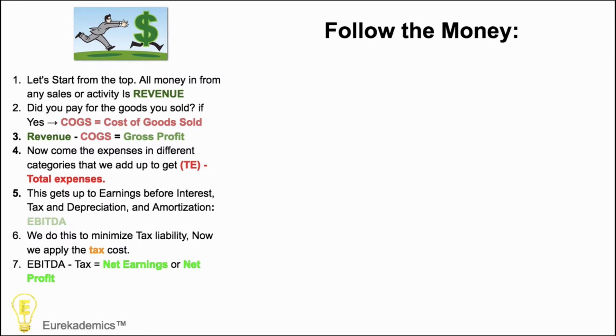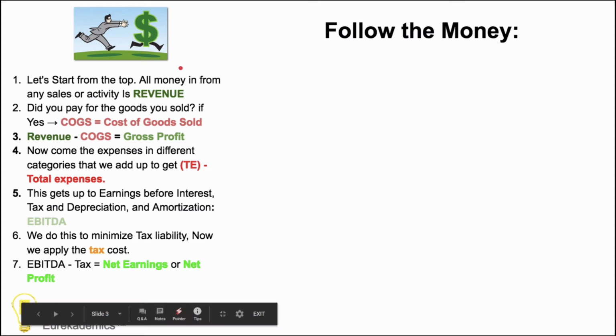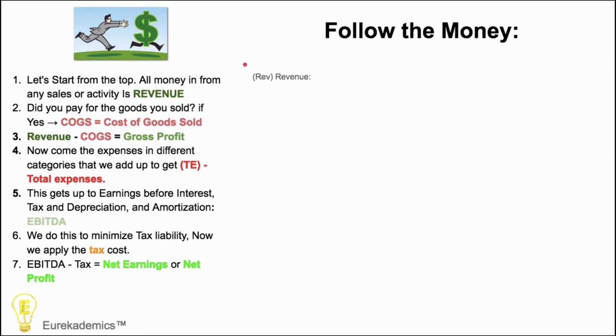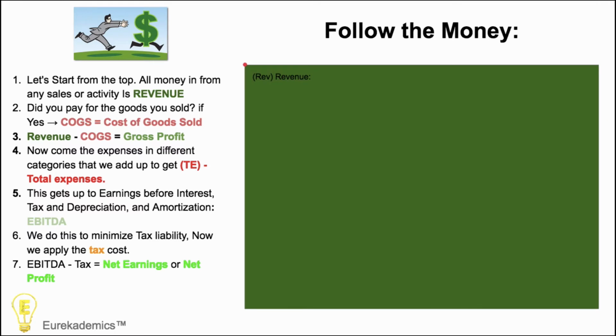All right, so the way I like to tackle the income statements, we're going to look at our profit and loss over time. And this famous phrase from the movies, follow the money, is very applicable here. So let's start from the top. All money from any sales or activity, we're going to classify that as revenue. Bam, there's revenue. Now, did you pay for the goods you sold? Like in the t-shirt example, did we have to pay for the goods that we sold? If you did, we're going to have to subtract that out. There's cost of goods, and that gets us to gross profit.